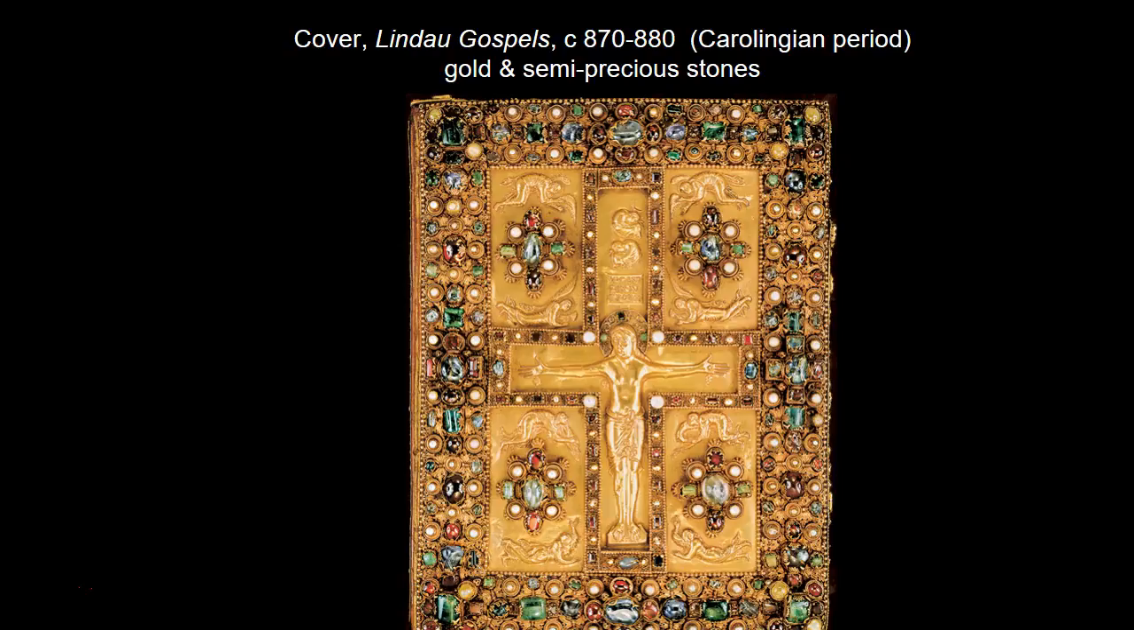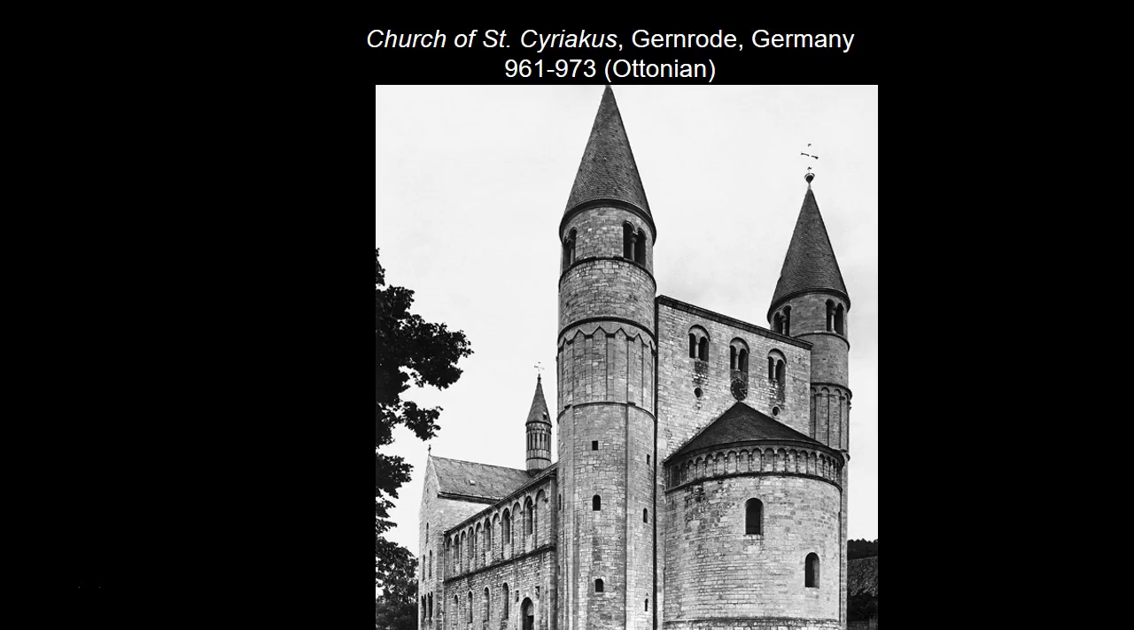This now covers the Lindau Gospels, as the book is known, but we don't really know what this originally would have covered. Usually book covers are reused if they're of this precious variety. They might be repurposed and reused for other books down the line. So sometimes original books and their covers, in fact most of the time, are no longer together after 100 years or more. All right, so let's take a look at some Ottonian art.